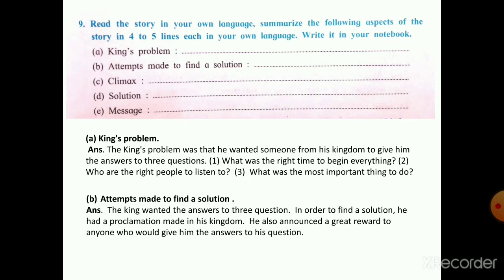So the king's problem is, what are the questions? He wants to know the answer to the three questions: what was the right time to begin everything, who are the right people to listen to, and what was the most important thing to do. Then the attempts he made to find a solution: the king wanted to answer the 3 questions. In order to find a solution, he had a proclamation made in his kingdom. He also announced a great reward to anyone who would give him the answers to his questions.